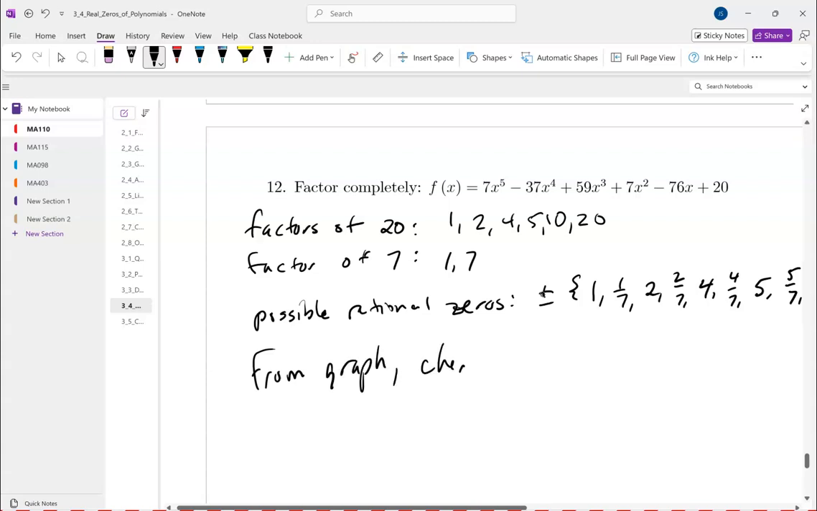So for that one, I would go back over here from the graph. I would check -1, 2, and then check your 2/7. Only because I would rather do the fraction as little as possible, right? If you start with 2/7, then I have to do that all the way through the 5th degree polynomial. If I wait till here, then I only have to do it for the 3rd degree polynomial.